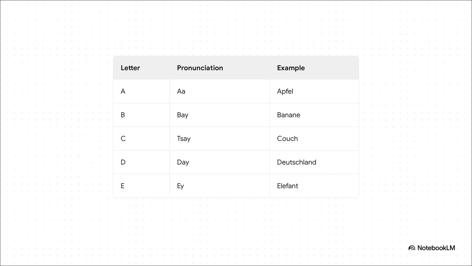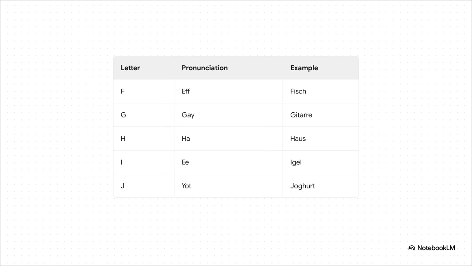A is A, like in Apfel. B is Be, like in Banane. C is C, like in Couch. D is De, like in Deutschland. And E is I, like in Elephant. See? Not so bad. Moving on, F is F for fish.